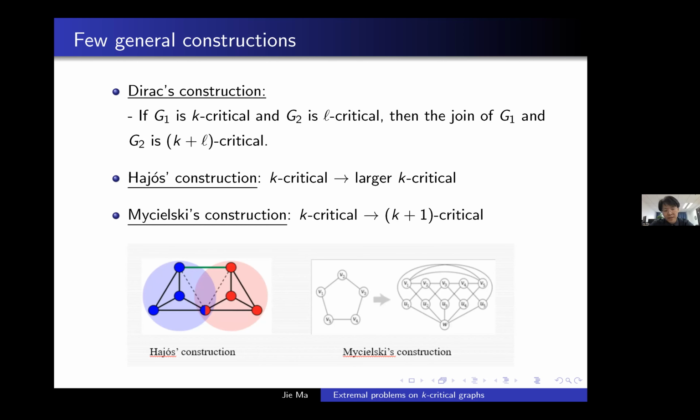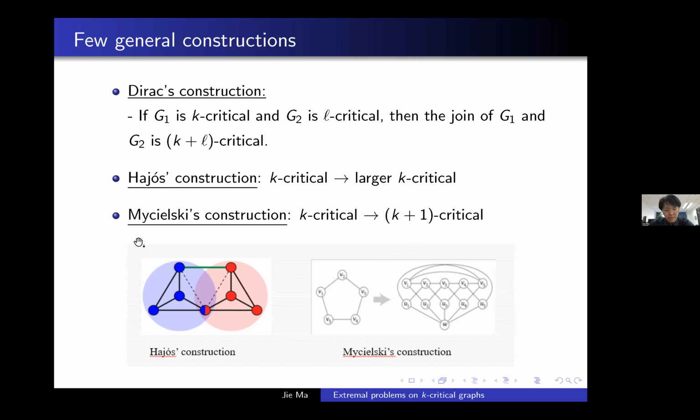There are two others, the Hajós construction and the Mycielski construction. For the Hajós construction, basically we build smaller K-critical graphs into bigger K-critical graphs. And here the picture indicates this construction. So if we take a G1, take a G2, and take an edge in G1 and another edge in G2, then delete both of them, identify a vertex, and put in a new edge. And it's easy to see that this graph is also K-critical.